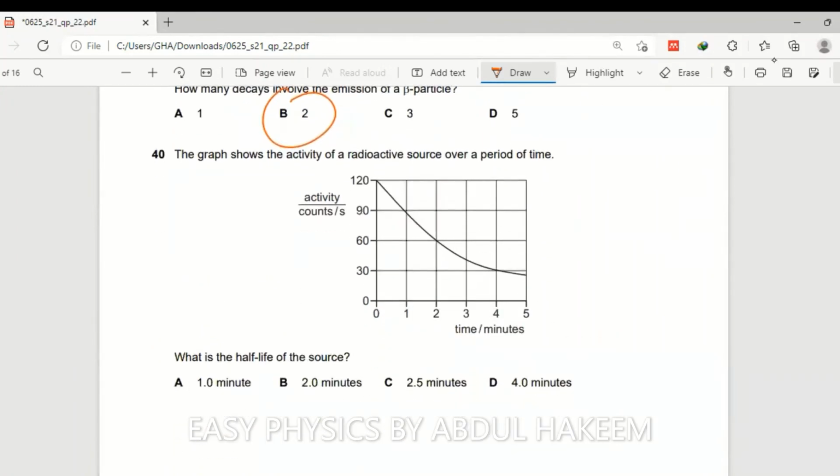And the last question is, the graph shows the activity of the radioactive source over a period of time. What is the half-life? Look, initially, the activity is 120 and its half value is 60. So the time taken by the sample to decay to its half activity is 2. So 2 minutes is the half-life of this sample.